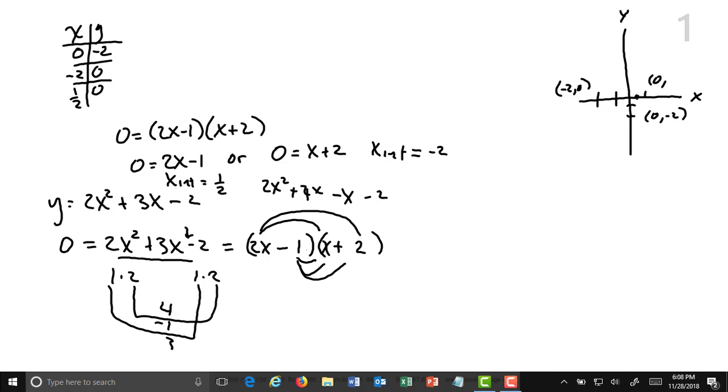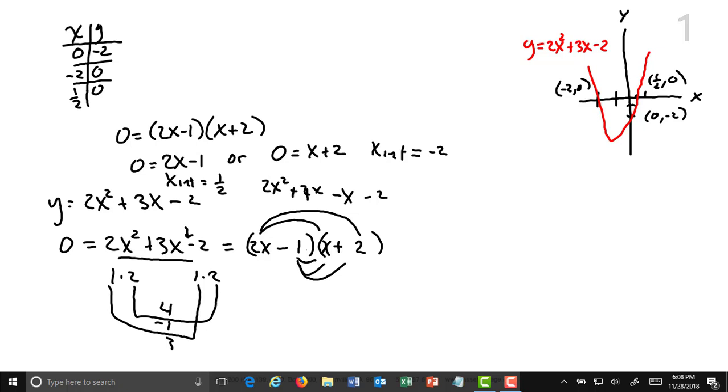So that's going to be 0, no, that's going to be minus, it's going to be a half, 0. You see that? So when we connect it, it's got to go through the y-intercept through here. At some point, turn around and go up through here. And that will be the graph of y equals 2x squared plus 3x minus 2. Okay? Yes or no?